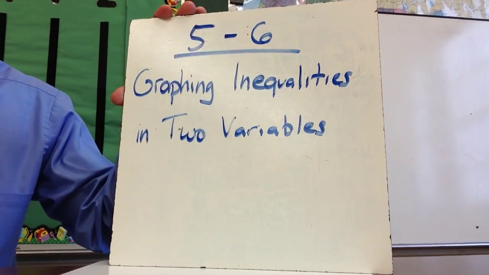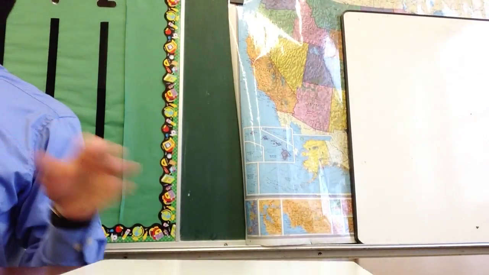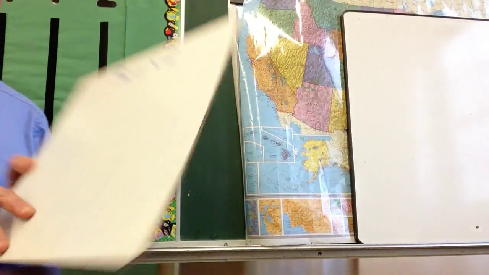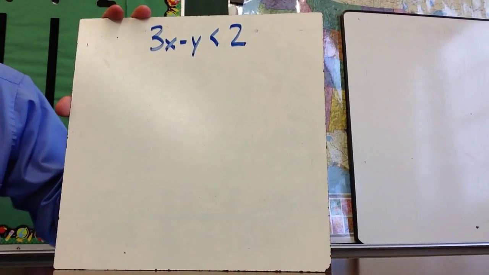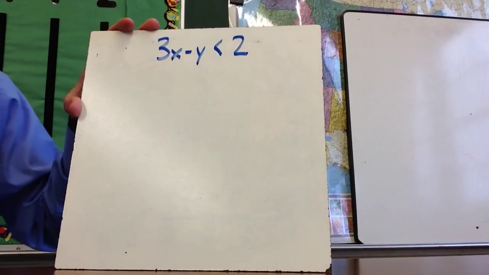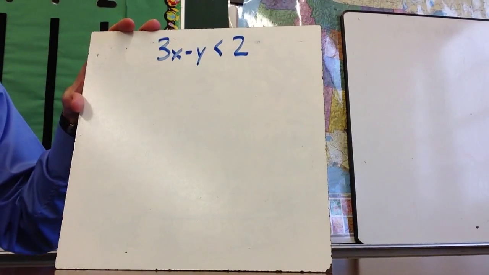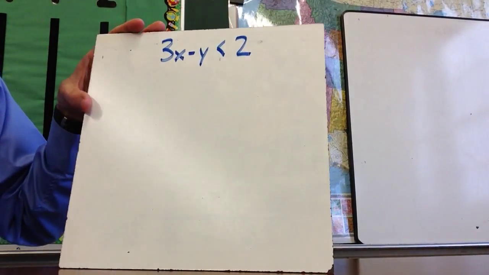This video will discuss chapter 5-6, graphing inequalities in two variables. One of the key things with this chapter is remembering y equals mx plus b, which is the equation for a line, and how to graph a line. So the first thing I need to do is try to get this into y equals mx plus b, but keep in mind I won't necessarily have equals, I'm going to have this sign instead.